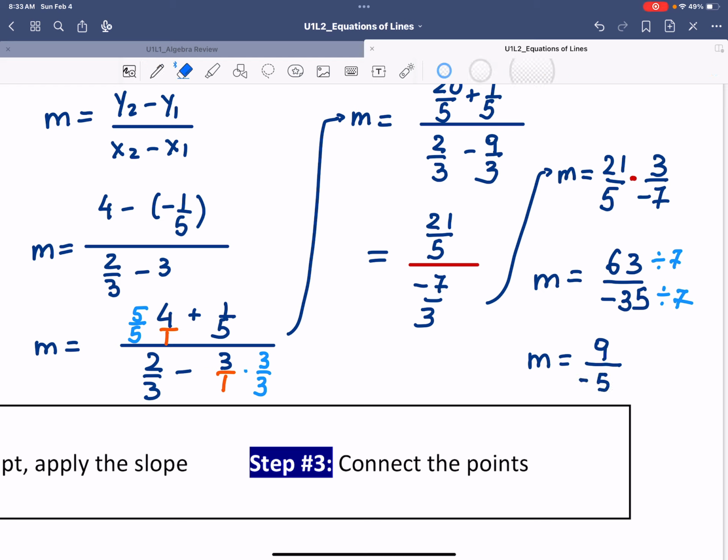Now, it is best to write the negative sign either in the numerator or in front of the fraction. It is not common to keep the negative sign in the denominator, even though we see that we got it in the denominator. We would like to remove this to the numerator instead. Or in front of the fraction, same thing. Negative 9 over 5 is the value of the slope.